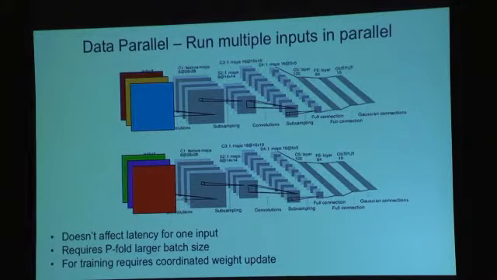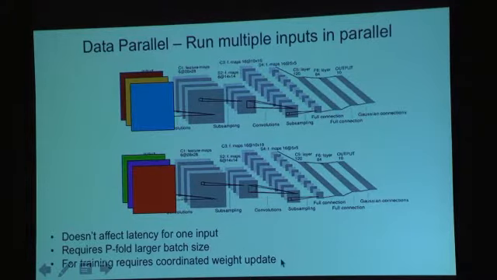This doesn't affect the latency for any one input, but it does require a p-fold larger batch size. So if I'm exploiting p-fold parallelism, if I have p GPUs working in parallel, and I need, say, a minimum batch size of 8 images to make each GPU work efficiently, I now need 8p images in my mini batch size. So for example, if I want to run on 8 GPUs and my mini batch size is 64 images, I'll be running 8 on each GPU, and that's still a pretty efficient operating point.